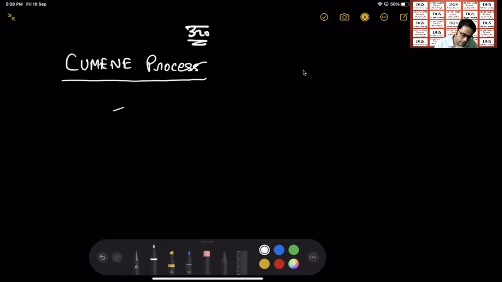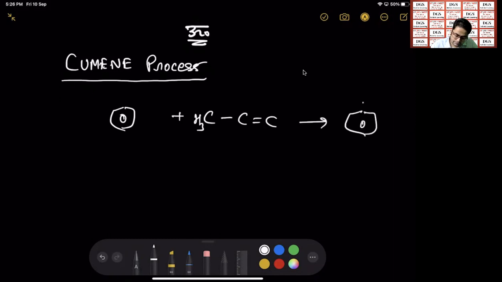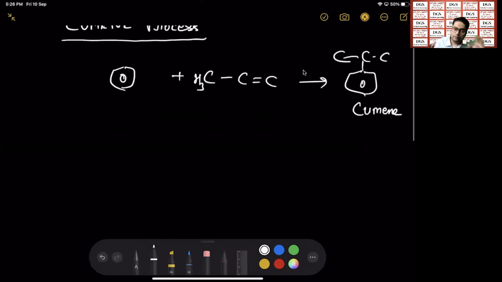So here we are using benzene and propene, and we will convert this into, first of all, this thing which is known as cumene. And then this cumene will get converted into phenol and acetone, the more expensive ones. And that is why this is an industrial process. Industry is always interested in getting more valuable or more expensive things from the less expensive ones. Okay, so now let's move forward.